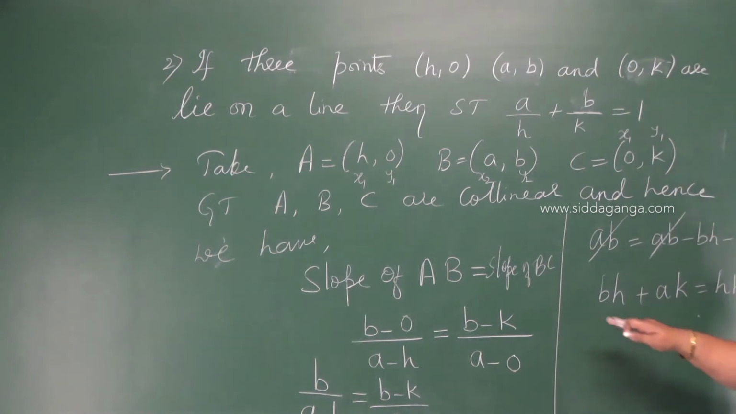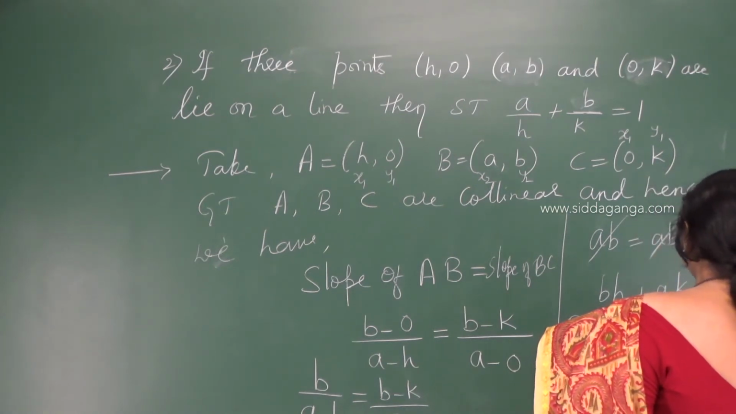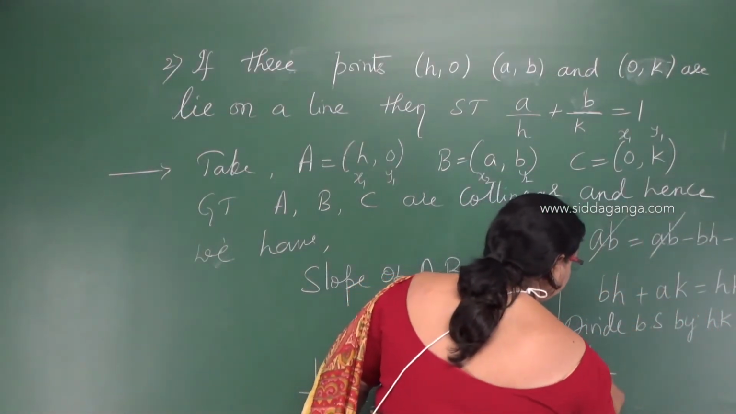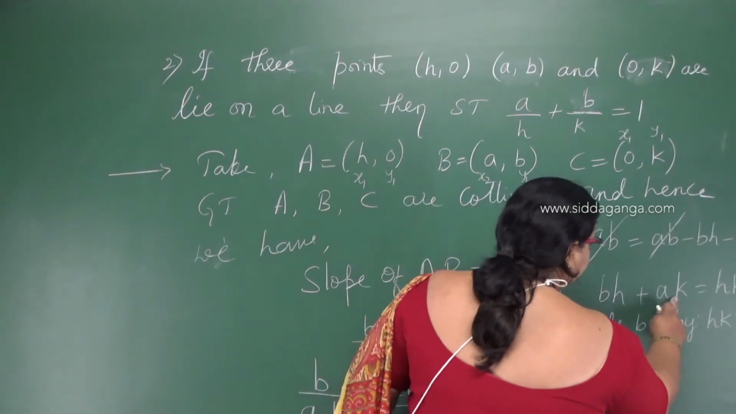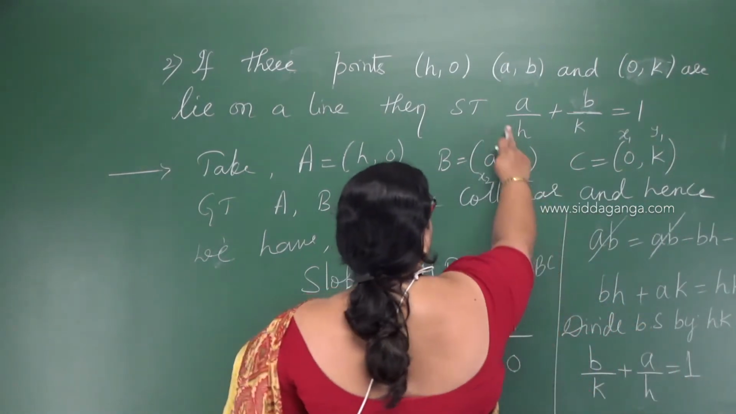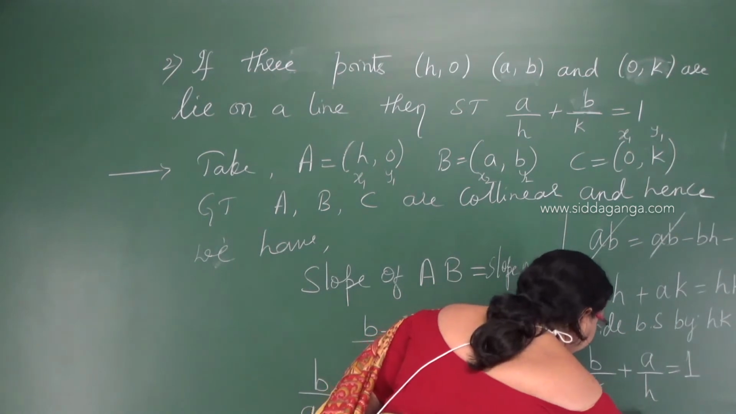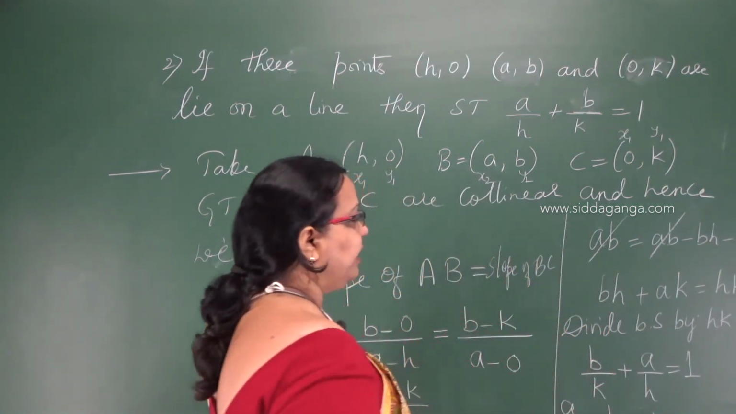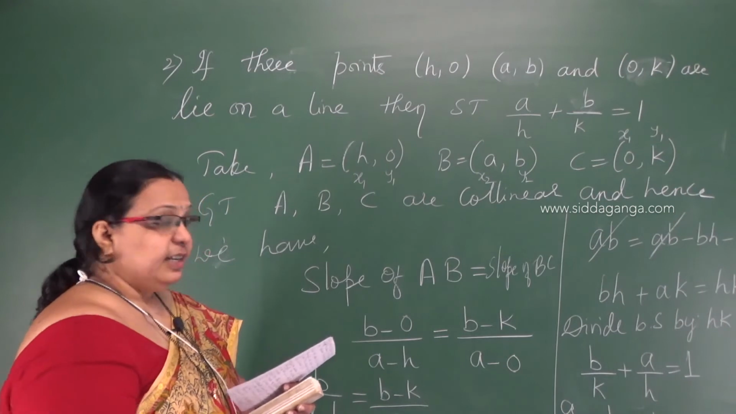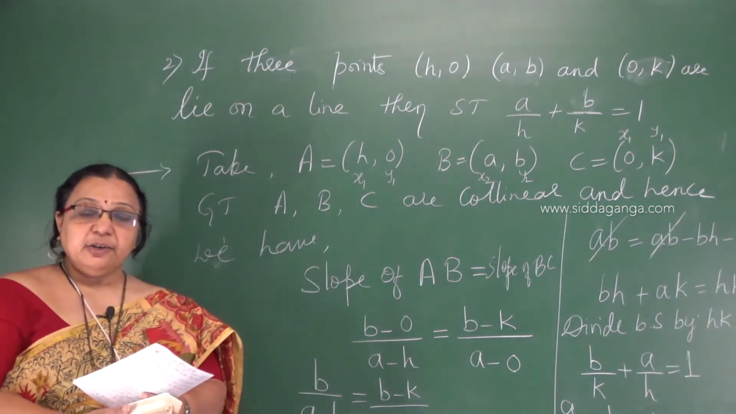So now you divide throughout by HK. So divide both sides by H into K. Then we get B divided by K, and dividing by HK, K cancels, A divided by H equal to 1. So then we get the answer, that is A divided by H plus B divided by K equal to 1. So that is the result we get when the points are collinear.